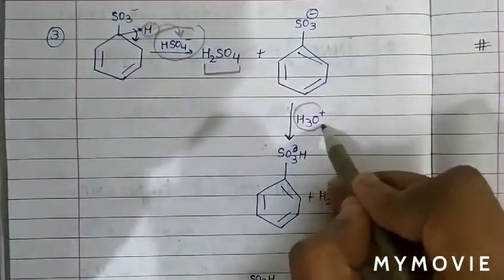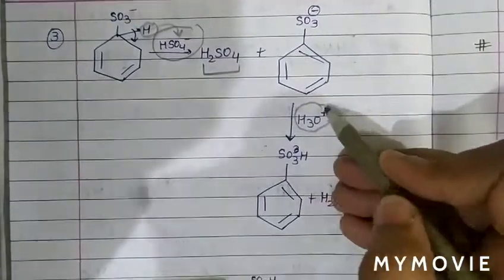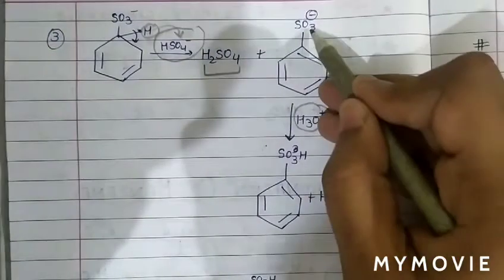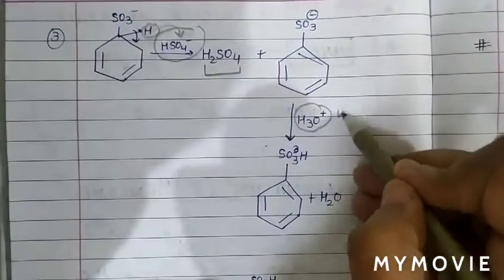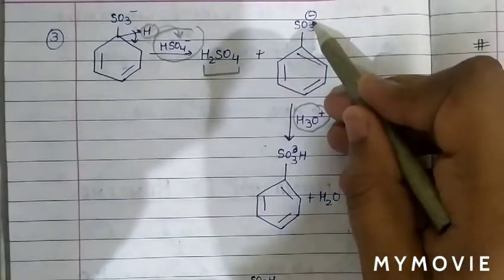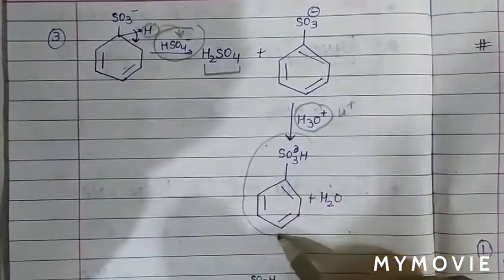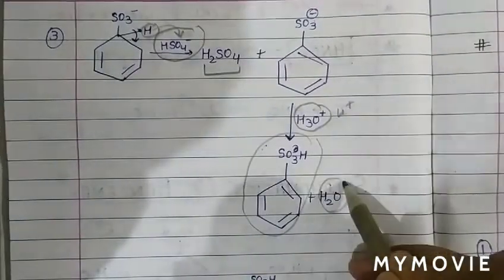Now do hydrolysis, because we have H3O positive ion. The hydronium ion is also called H plus ion. So this H plus ion will attack on SO3 minus and form benzene sulfonic acid. So there is removal of water.